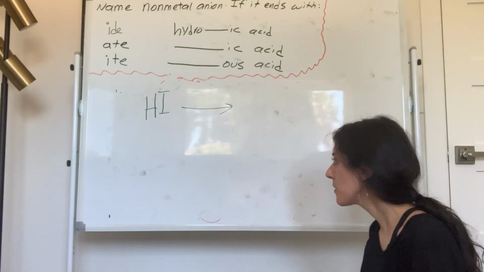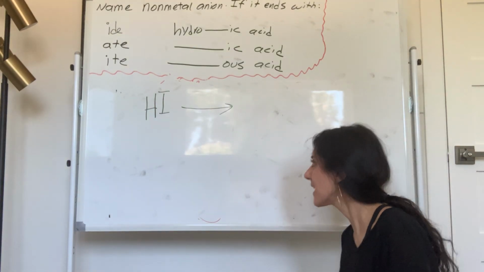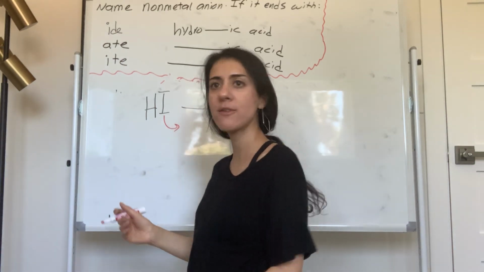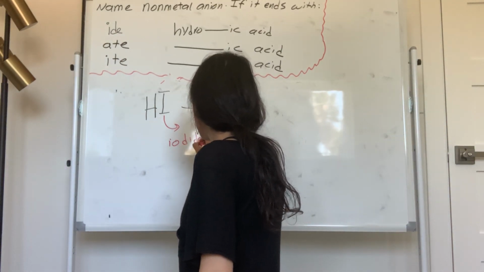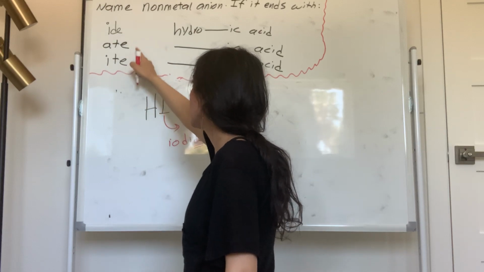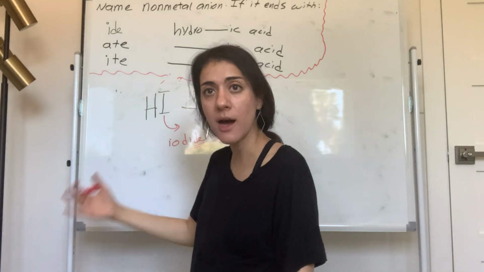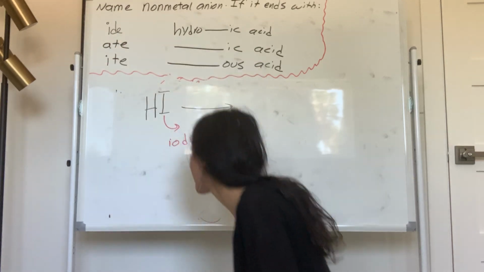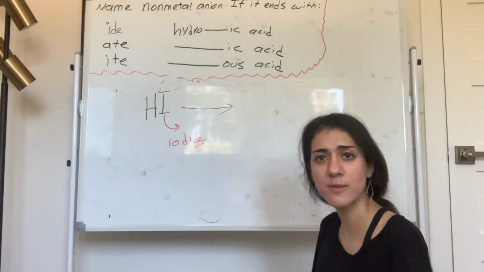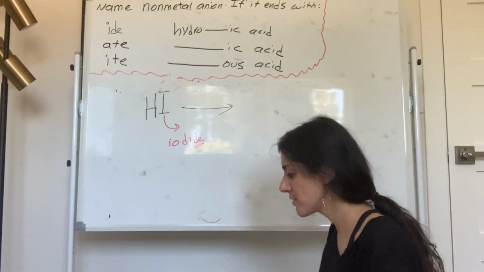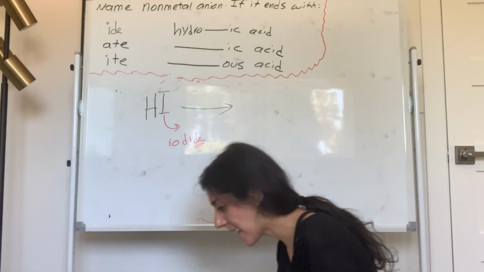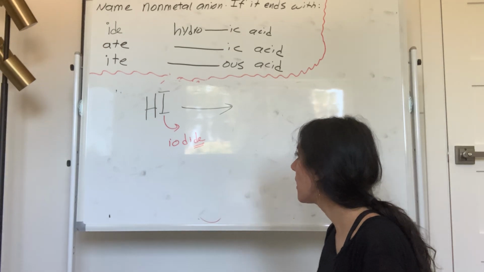HI. Okay. So what's I? I is a simple ion from the periodic table, iodide. Again, -ate and -ite, those are from polyatomic ions. But most of the -ide, those are simple ions. You take it from the periodic table and the ending changes to -ide. So that's iodide. If you end with -ide, so what are you?